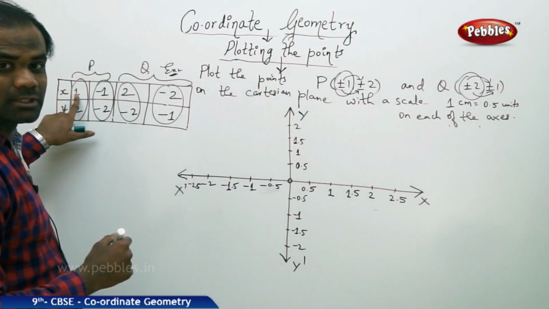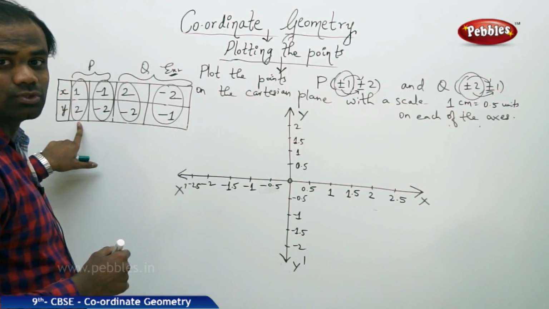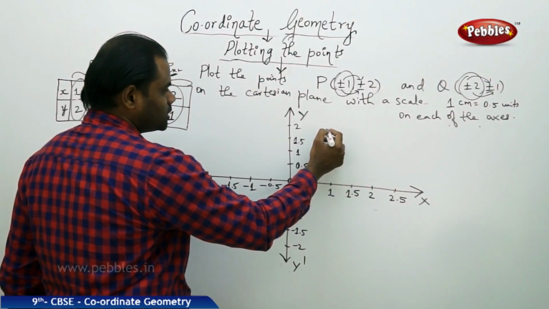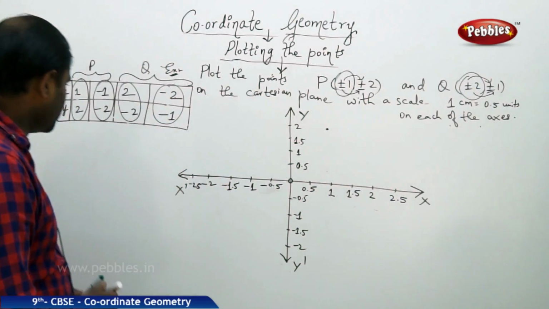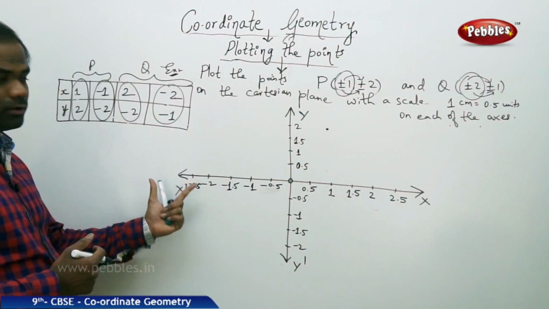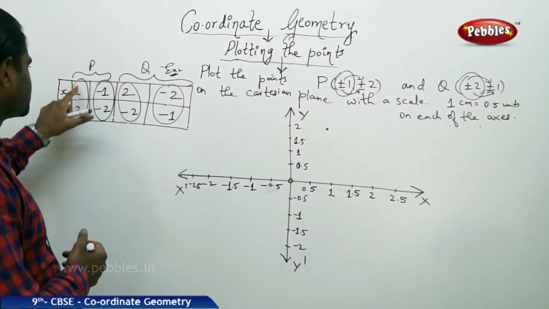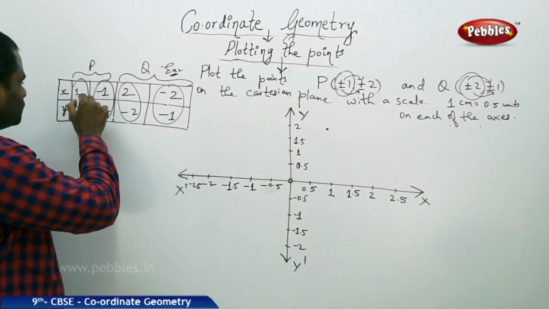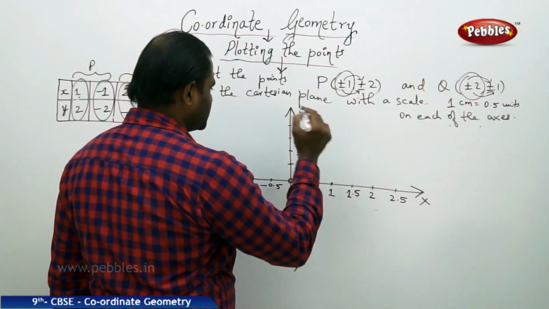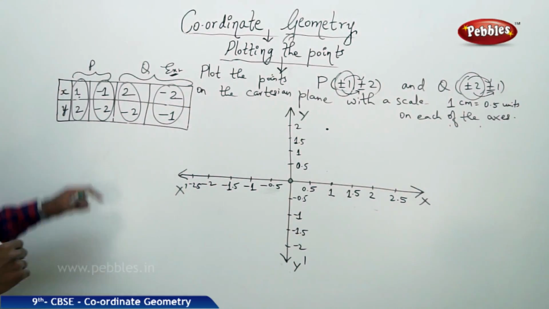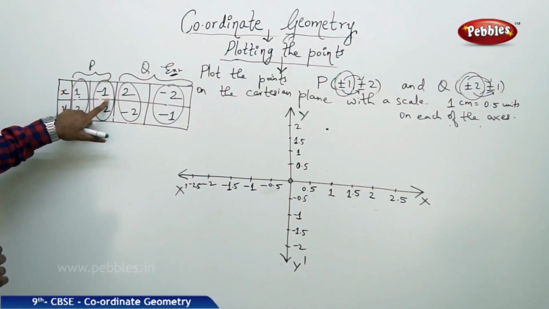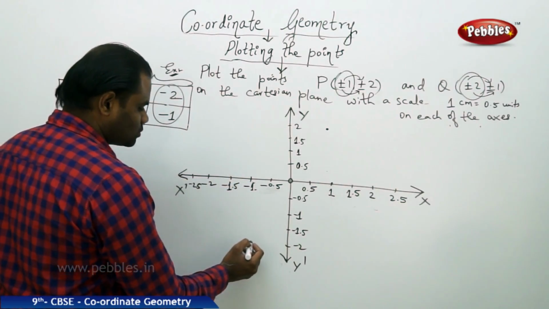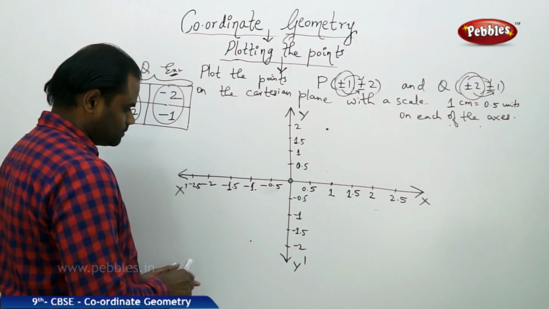First, I have 1, 2 as my first coordinate. So in this particular problem with this tabular form, we're going to plot the points. Initially, my first point is 1, 2, where X is 1 and Y is 2. And then coming to the second point, I have X, which is minus 1, and Y, which is minus 2, which comes out here.